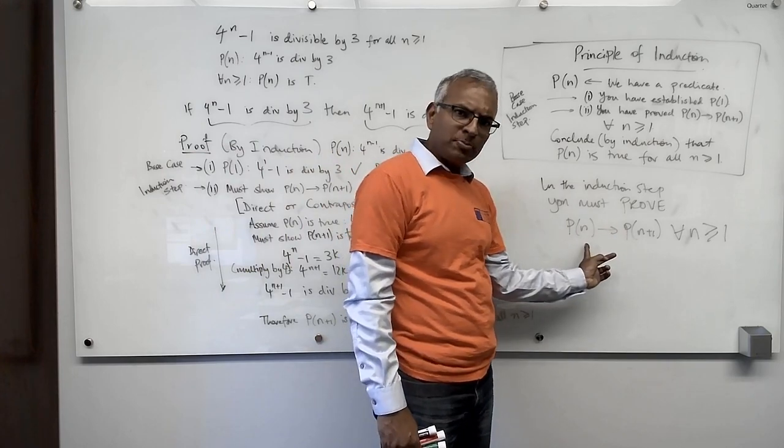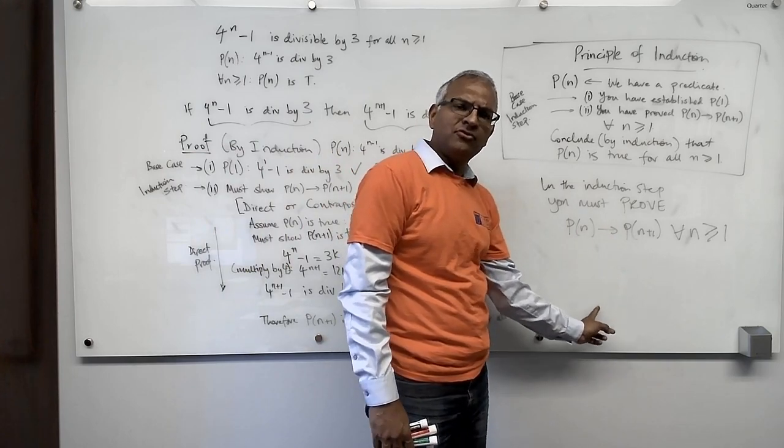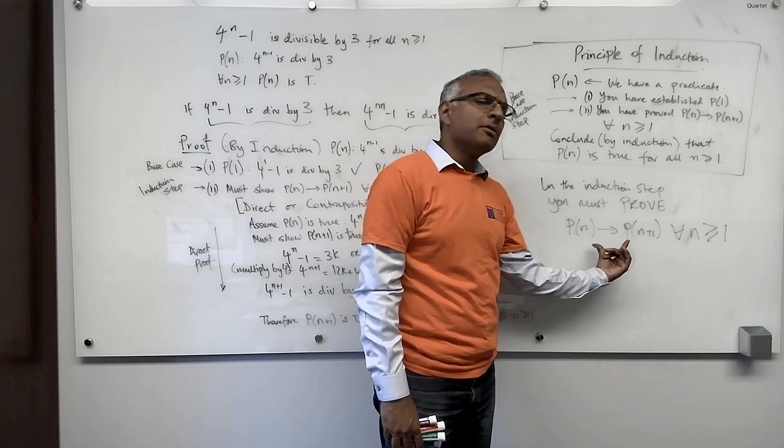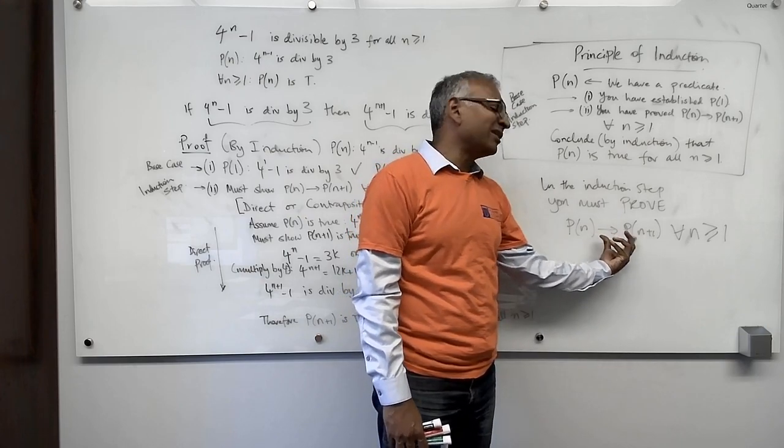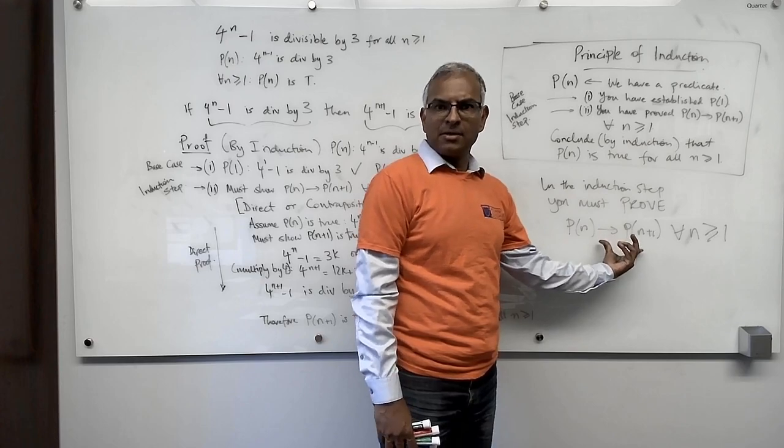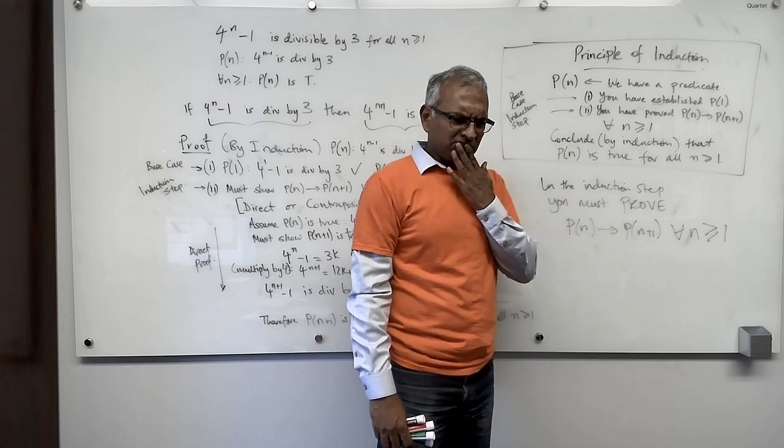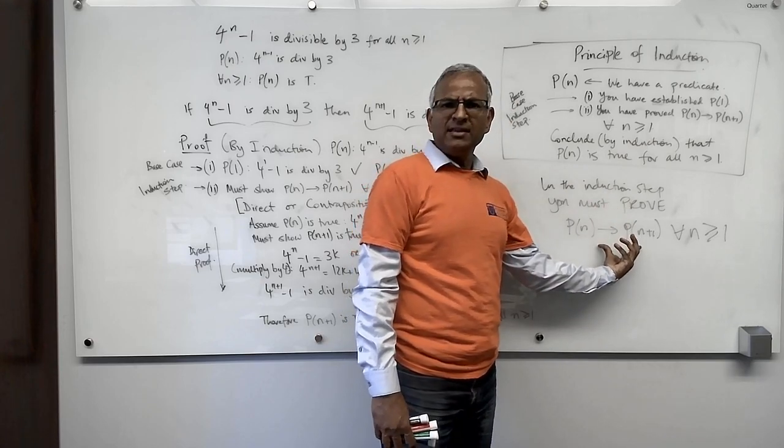For n equals 1, I have to prove this implication. For n equals 2, 3, 4, 5, 6, and so on. And the way I do it is by not making any assumptions about n, by treating n as a general n. Okay. And then you might wonder, well, so I have to prove infinitely many things.